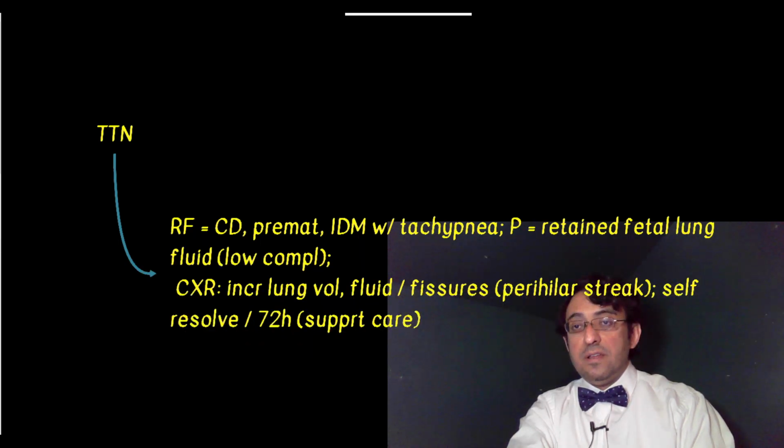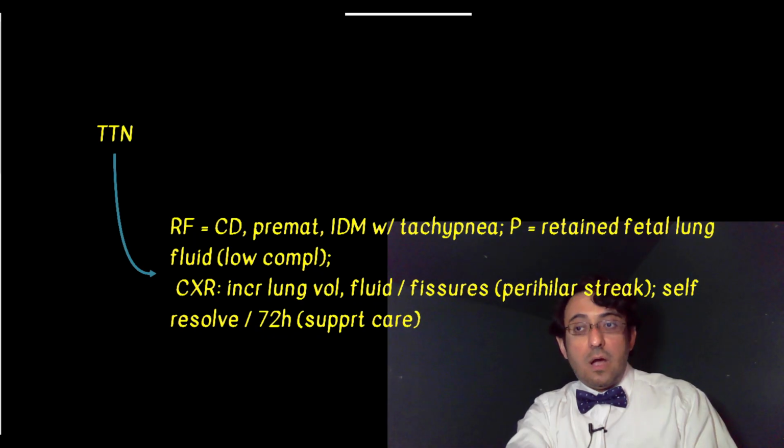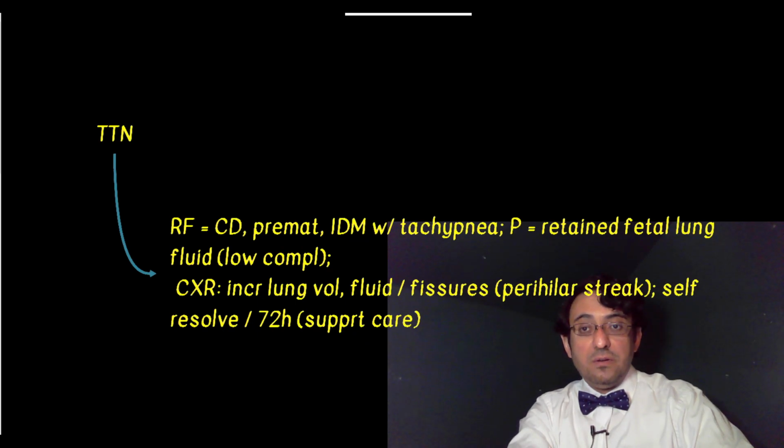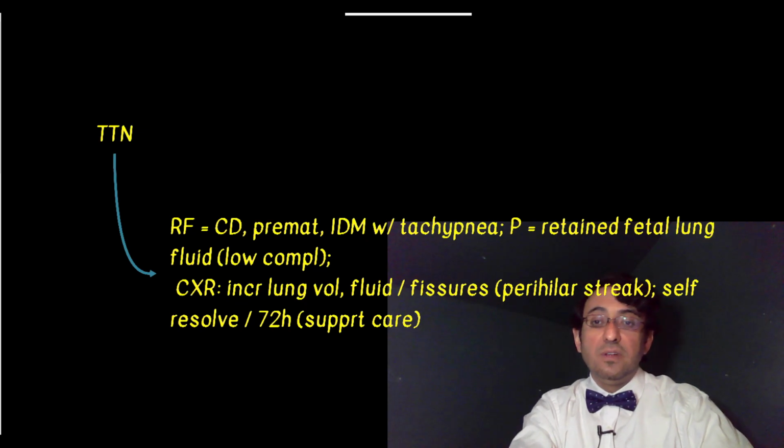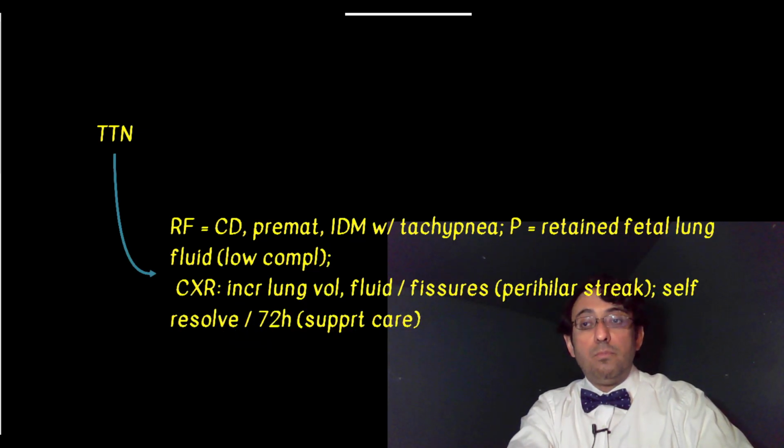Either NRDS or TTN can happen in mature neonates. However, remember, the main mechanism of enlarged lung volumes in TTN is also hyperinflation. What are the symptoms? Again, as mentioned, the most likely is a term neonate who was born through C-section and has tachypnea and increased work of breathing.